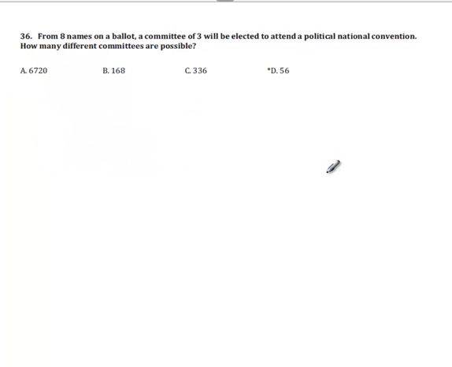Number 36. From 8 names on a ballot, a committee of 3 will be elected to attend a political national convention. How many different committees are possible? Now, in this case, unlike the last item, the order will not matter because the 3 committee members are serving in the same capacity. That makes this a combination of 8 choose 3.